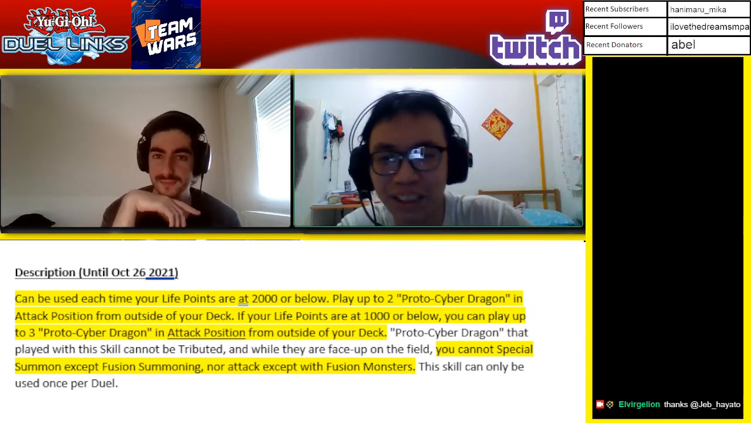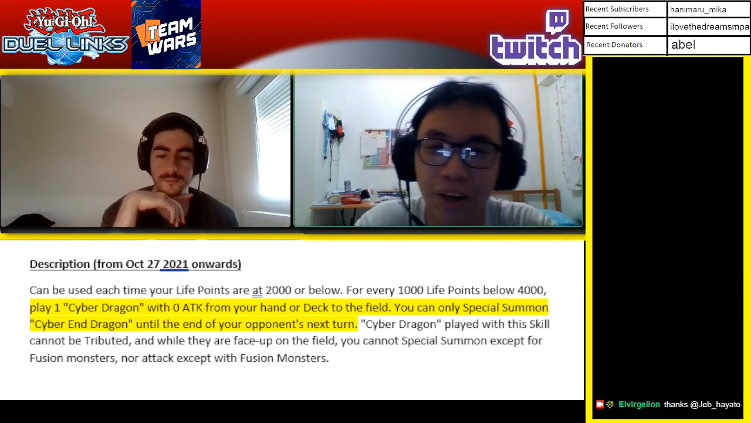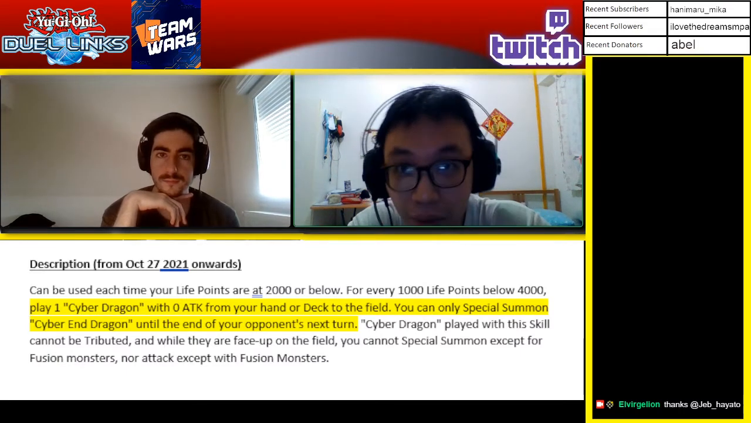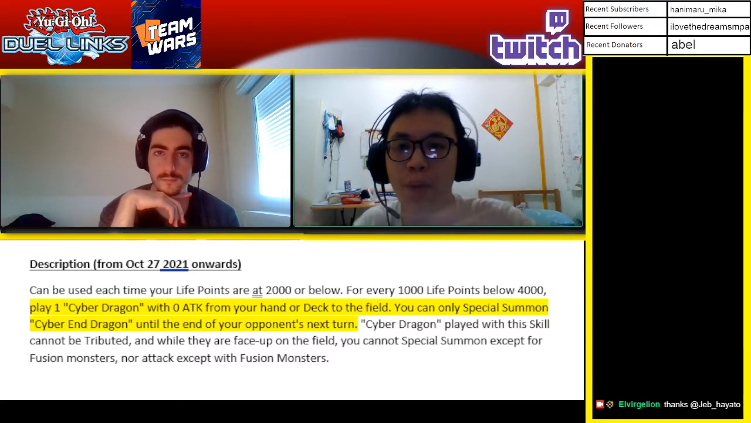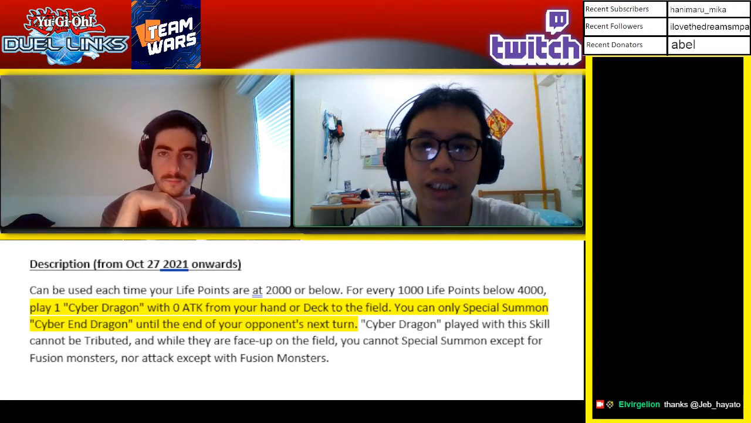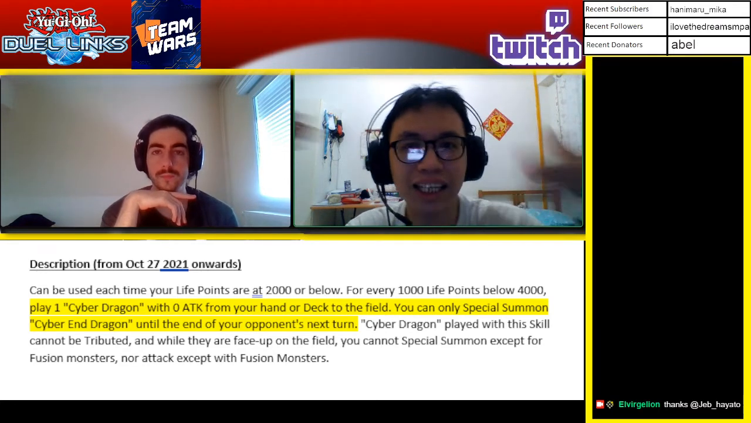It came to the point that the list was so absurd that the final amendment is you play a Cyber Dragon from your deck or hand with 0 attack, with the same restrictions and even more, where you can only summon Cyber Dragons, and you can't even Fusion Summon anything else until the end of the opponent's turn. There is that flow of time.